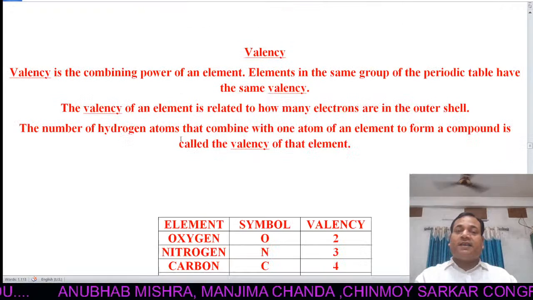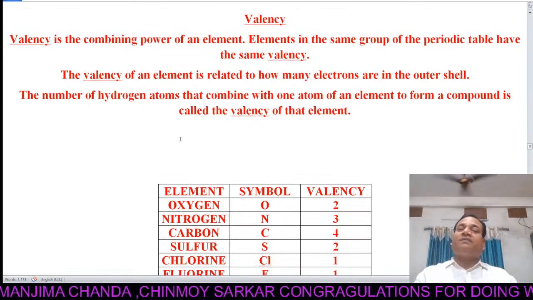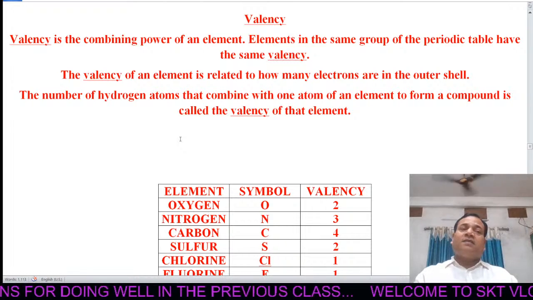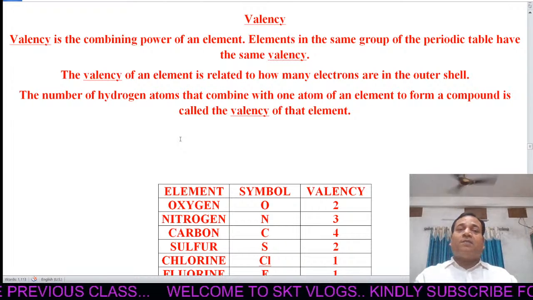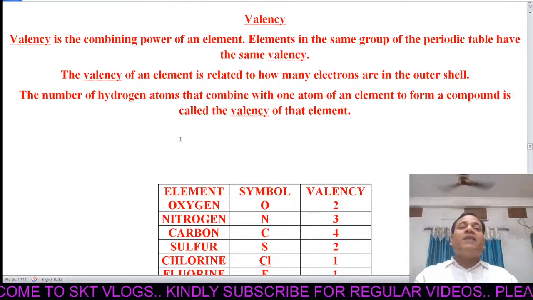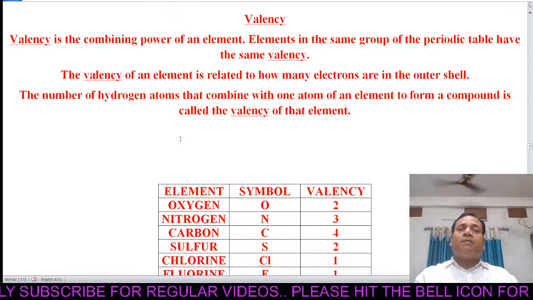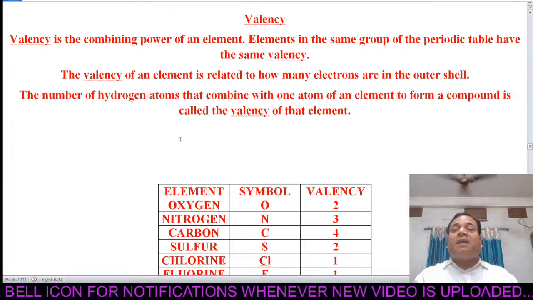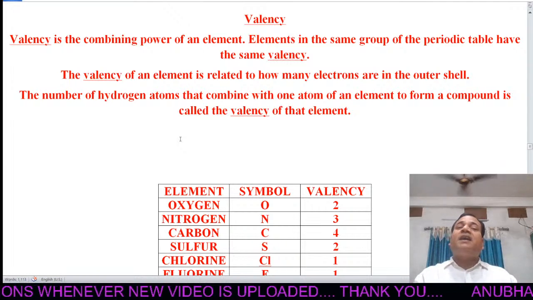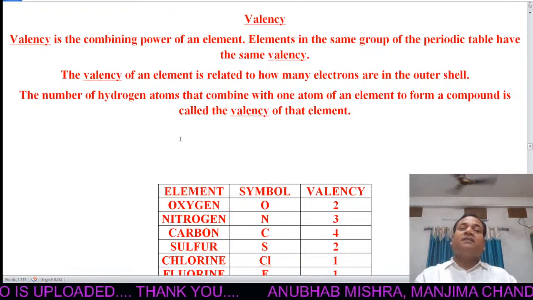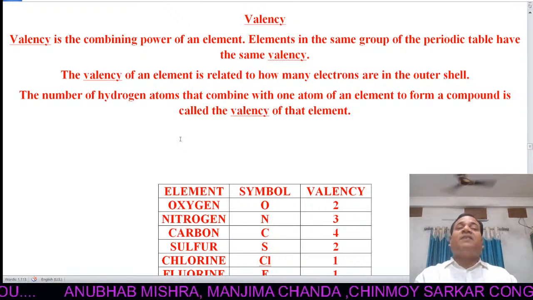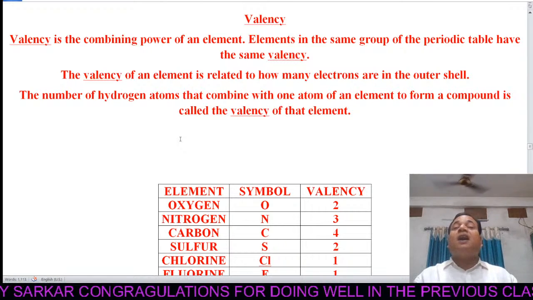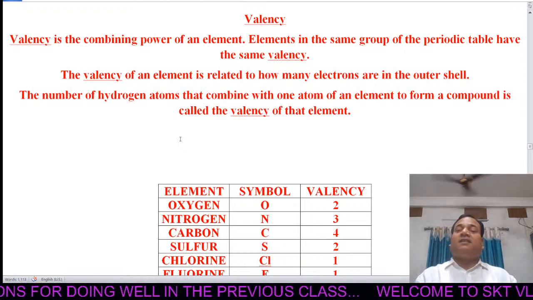Next topic, valency. What is valency? Very important topic from that chapter. Valency is the combining power of an element. Elements in the same group of the periodic table have the same valency. The valency of an element is related to how many electrons are in the outer shell.